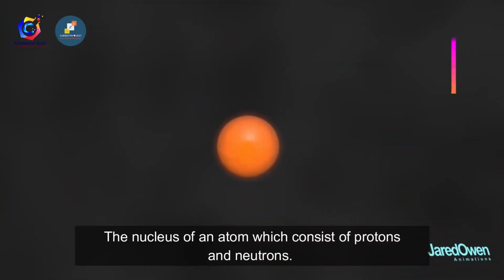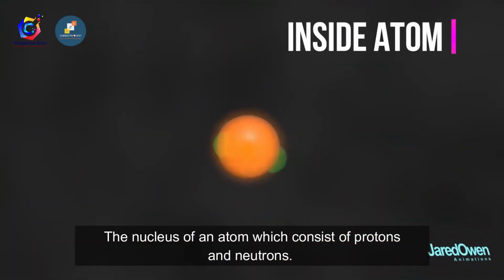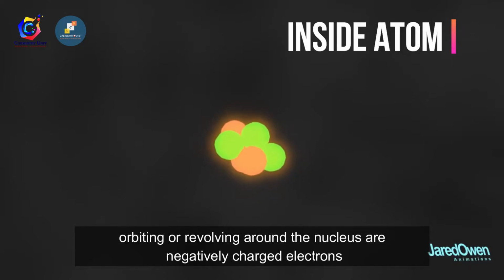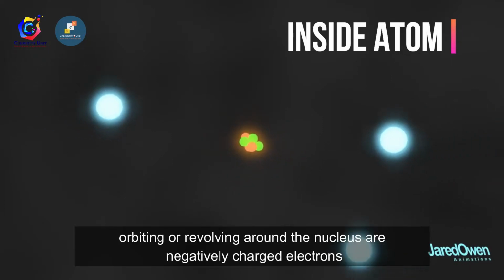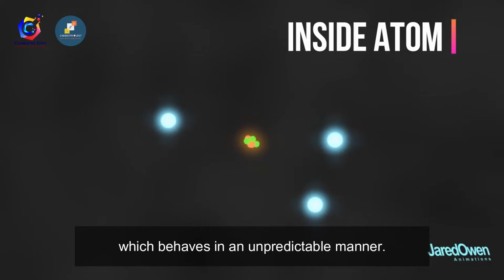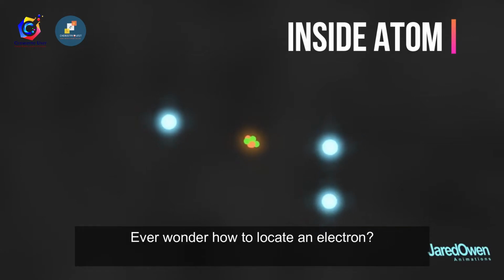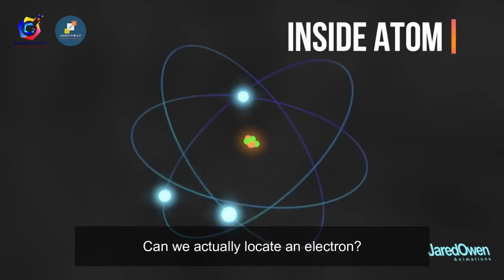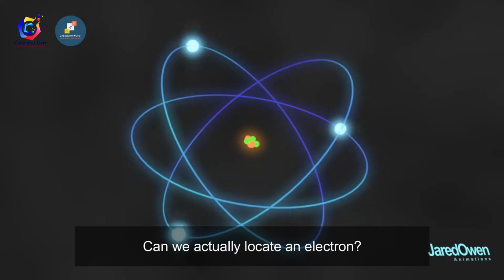The nucleus of an atom consists of protons and neutrons. Orbiting or revolving around the nucleus are negatively charged electrons, which behave in an unpredictable manner. Ever wonder how to locate an electron? Can we actually locate an electron? Where exactly is an electron in an atom?